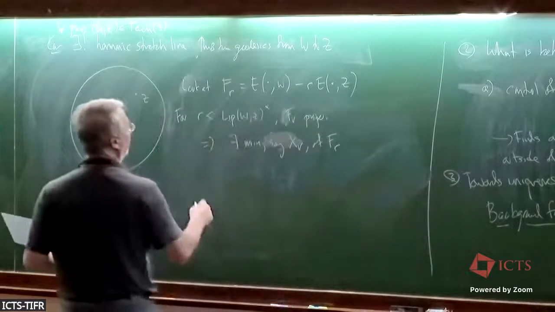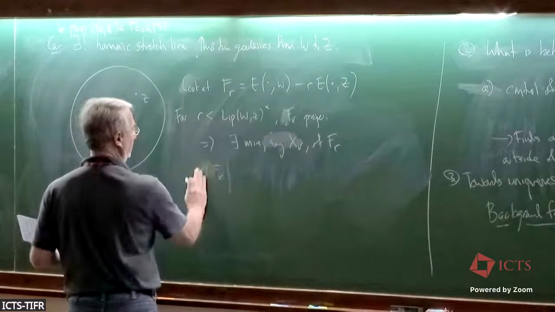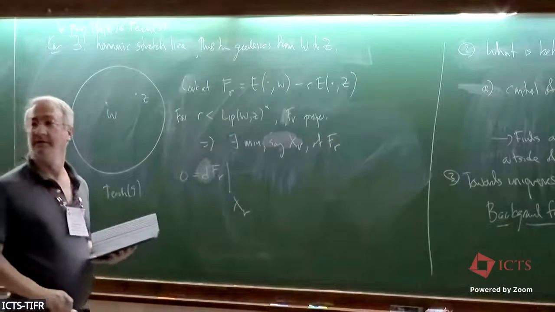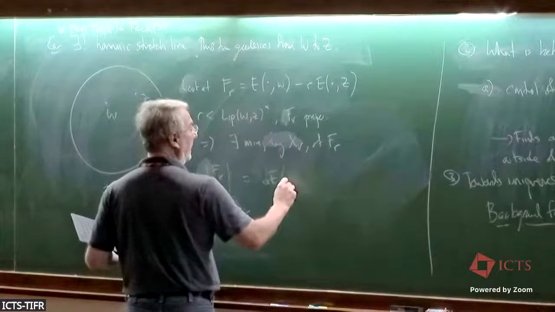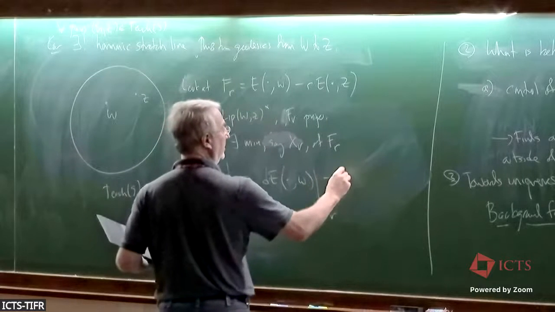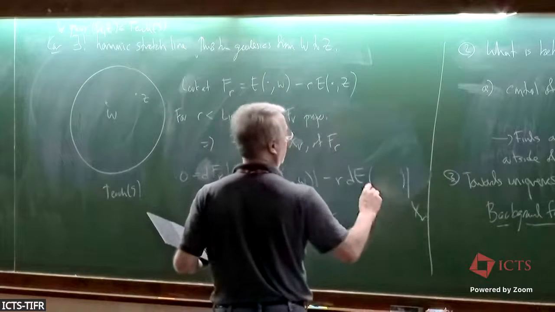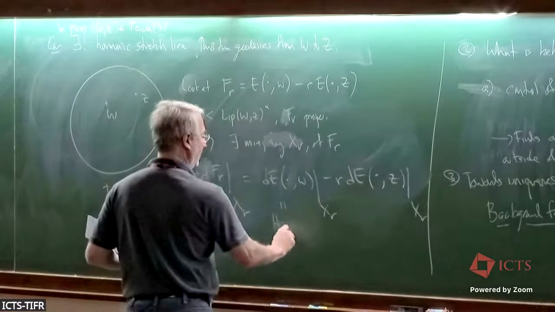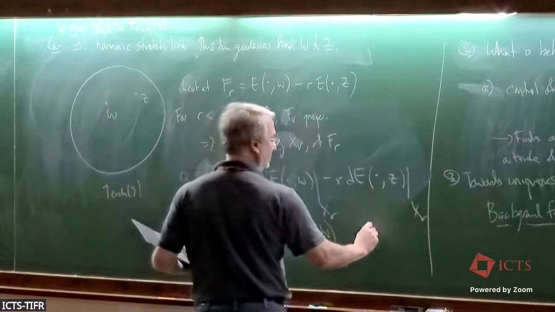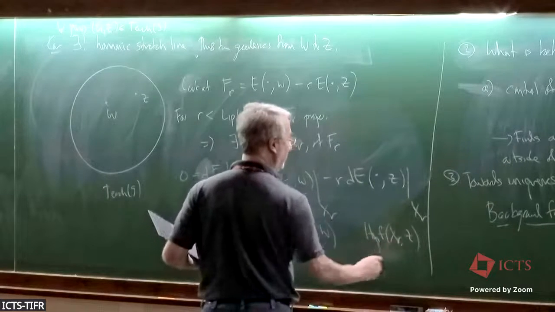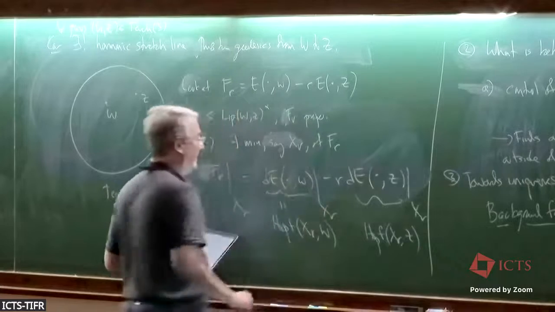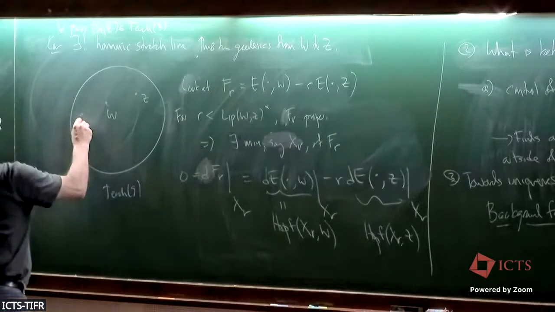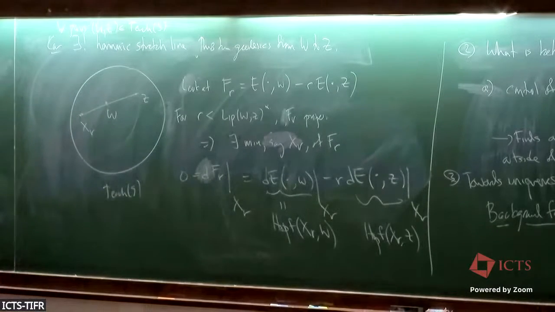Well, if it's a minimum, then the gradient dF_R at this minimum is 0. So that's the same as dE at this X_R minus R times dE at X_R to Z. But this is, yes, I heard you. But this is, of course, the Hopf differential from X_R to W, and this is the Hopf differential from X_R to Z. So we find that the two Hopf differentials differ by a scalar. So that means there's this X_R here, and W and Z are on the ray through X_R.